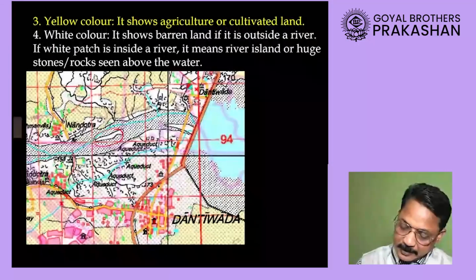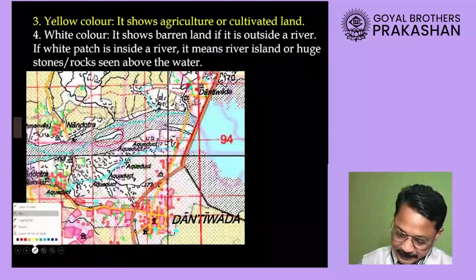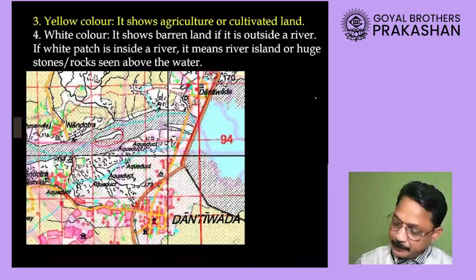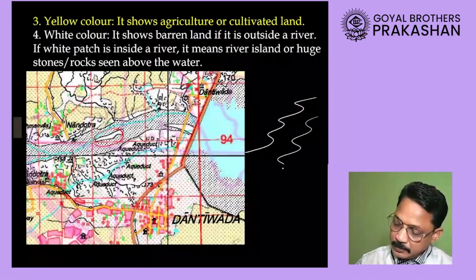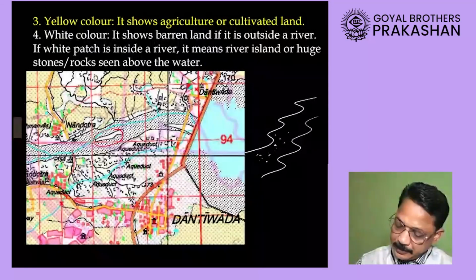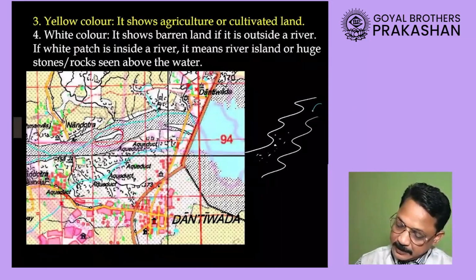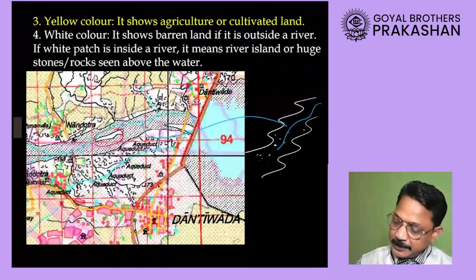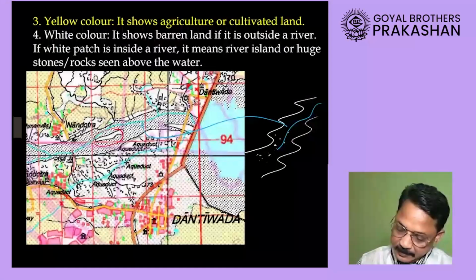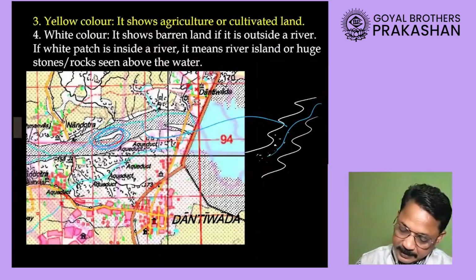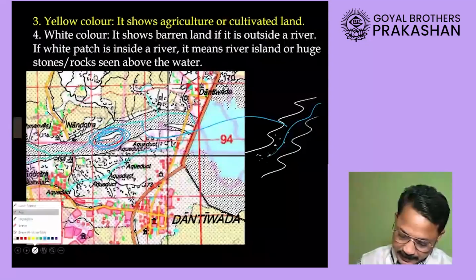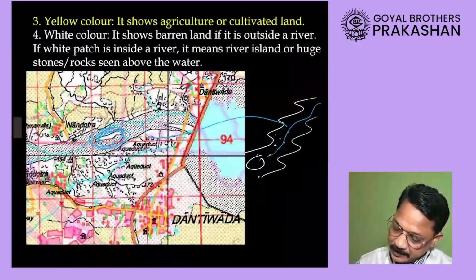Okay, now please understand this very important, dear student. If here is a river, and in this river you find a blue color line, as seen here, this blue color line is a water channel, and this blue color line continues, and you see here a white color patch.